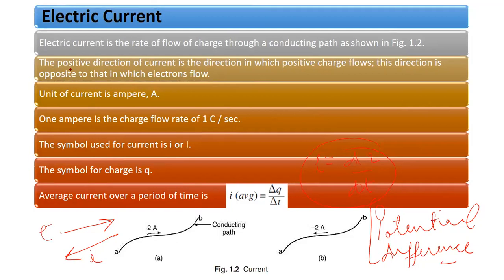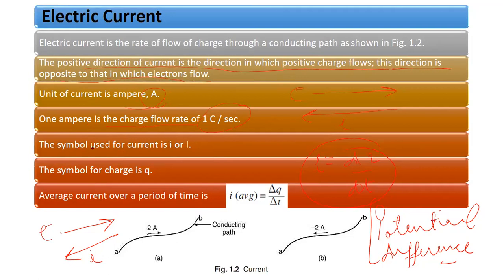Now the positive direction of the current is the direction in which positive charge flows. This direction is opposite to that of an electron flow. So if the electron flows in this direction, the current will flow in this particular direction, right? The unit of electric current is ampere, and 1 ampere is 1 coulomb per 1 second. So 1 coulomb of charge flowing per second gives you 1 ampere of current.